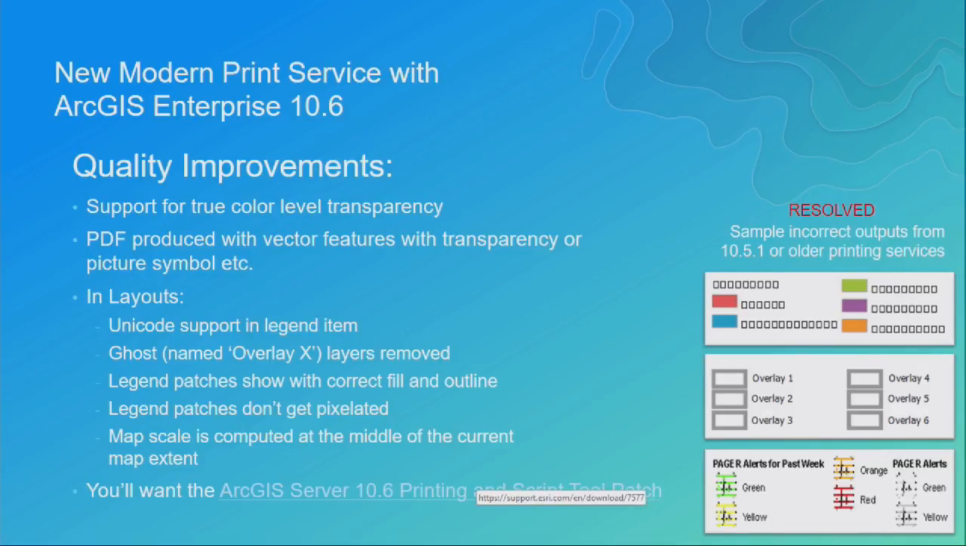We used to have to create lots of ghost layers, these phantom layers that didn't exist in your web map, to properly visually represent the map on the screen, but that would also appear in your legend. You would see legend patches pixelated, things like that. And these are now resolved with the new print service that we've released in ArcGIS Enterprise 10.6.